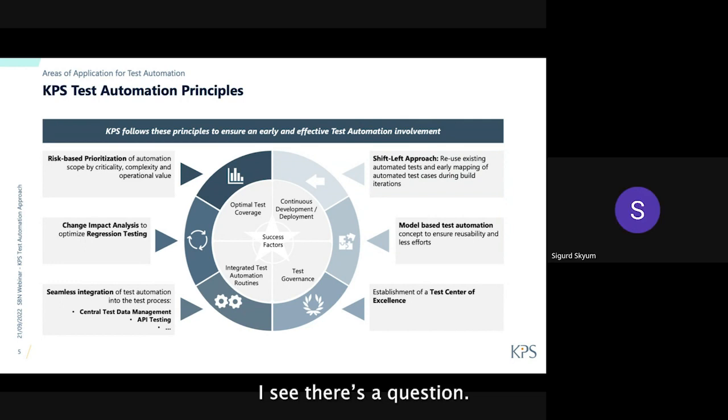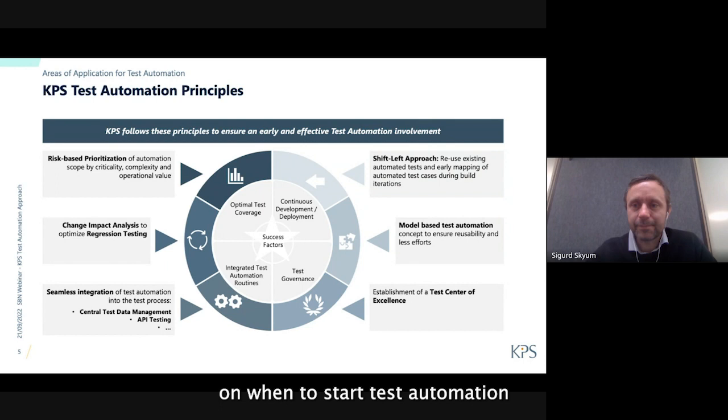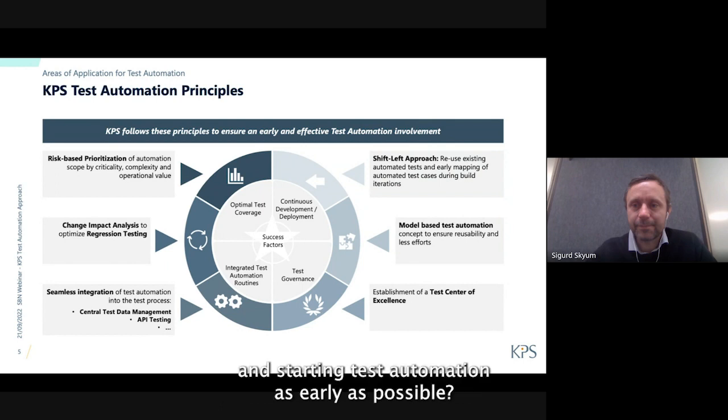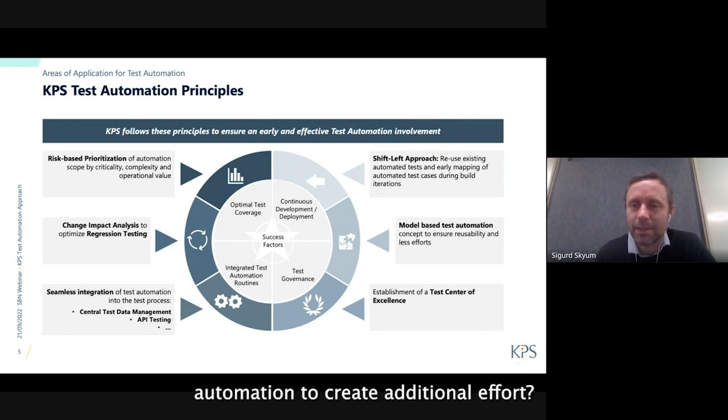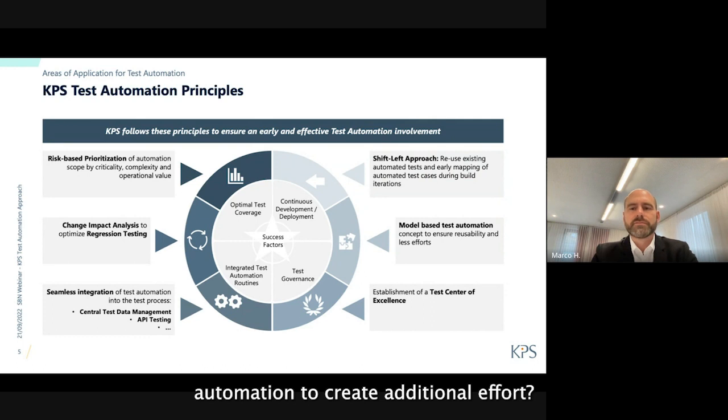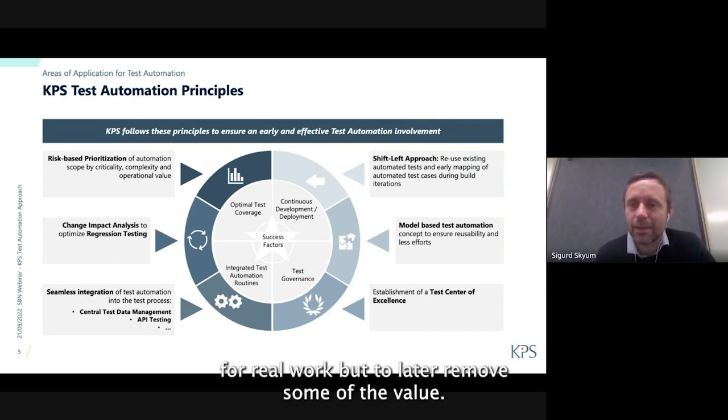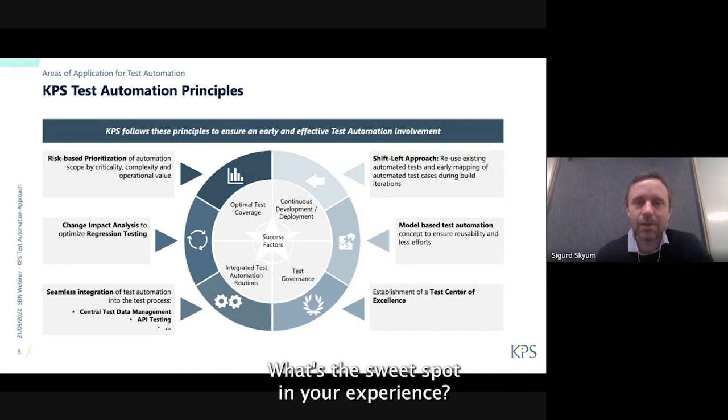I see there's a question in the chat on when to start test automation. Starting test automation as early as possible. What is the right time in the project life cycle to start test automation? Too early creates additional effort for rework, but too late removes some of the value. What's the sweet spot in your experience?